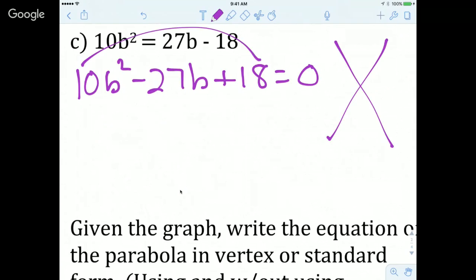A times C is 180. Well, that's a big number. And it has to combine to give me -27, so both of the numbers have to be negative. Mental math, 20 times 7? Nope, wrong. 20 times 9?